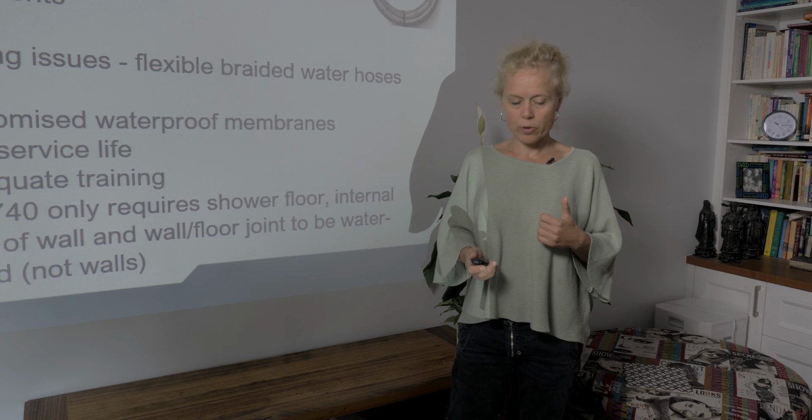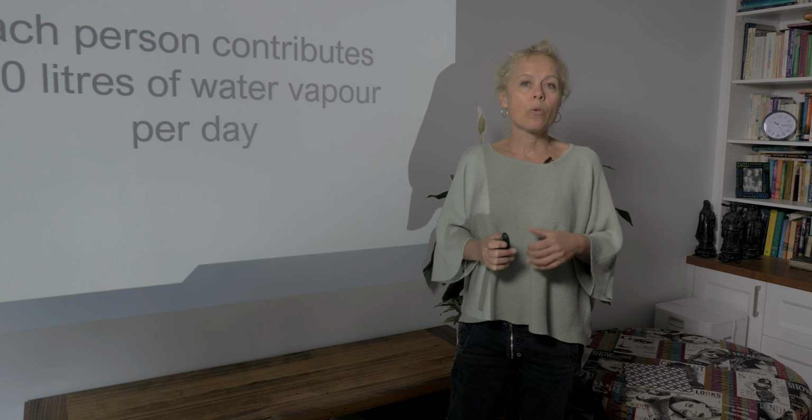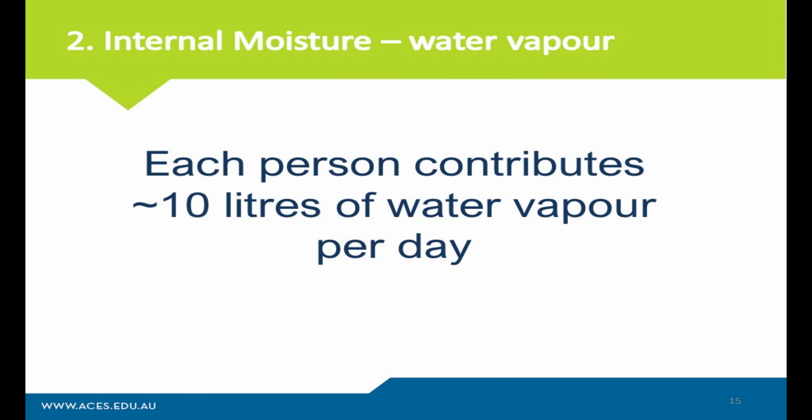We've talked a lot about waterproof membranes and problems. Now, in terms of water vapour, if you have a high level of water vapour in the house, this can be created from the occupants.